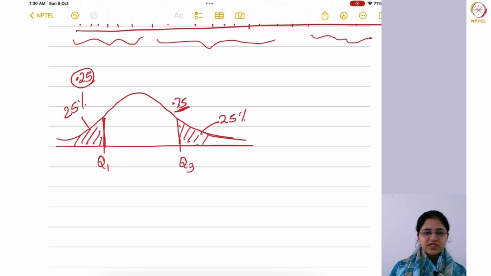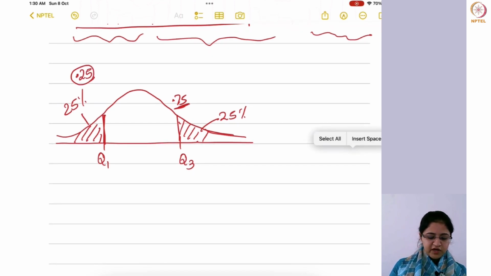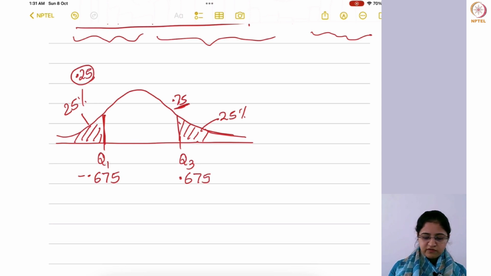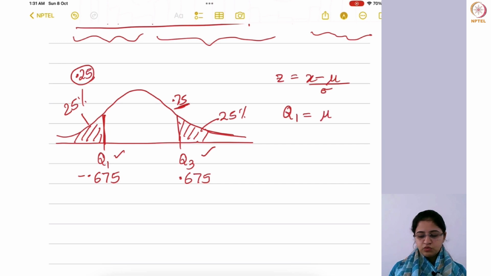And if you look at the standard normal table, then this 0.25 actually corresponds to a z value of 0.675, and this corresponds to 0.675. Okay, so the z score is x minus mu by sigma, right? And when you are standardizing, instead of x you have Q1, because here we are interested in Q1 and Q3, so Q1 would be mu plus sigma times z.